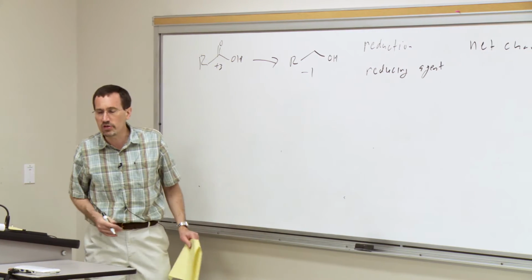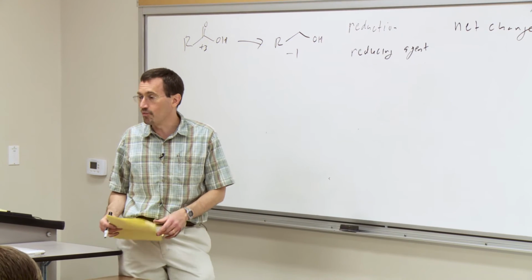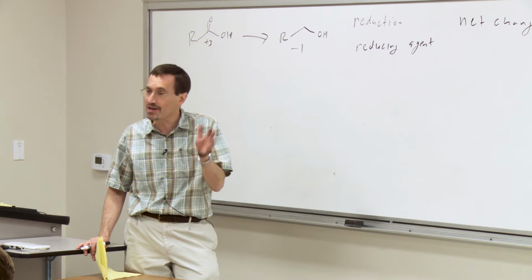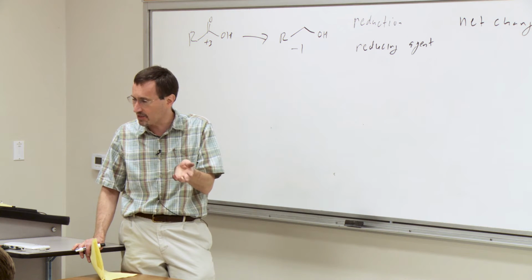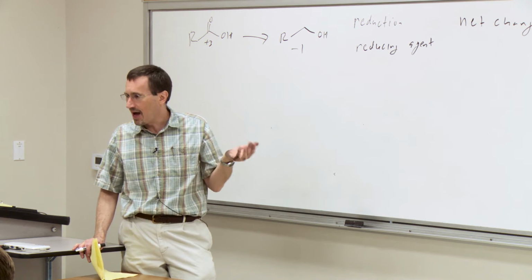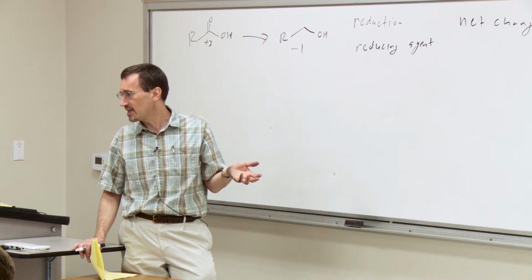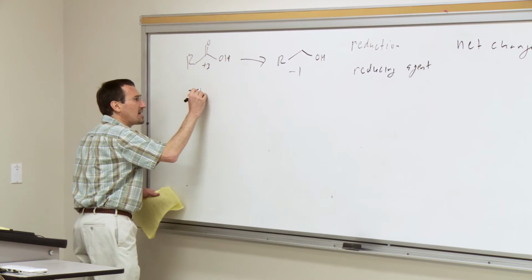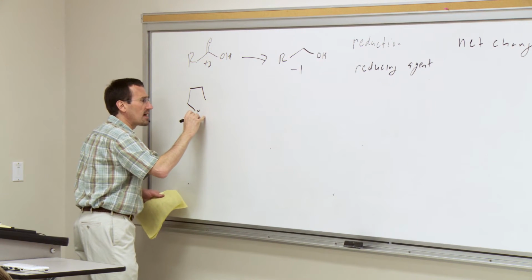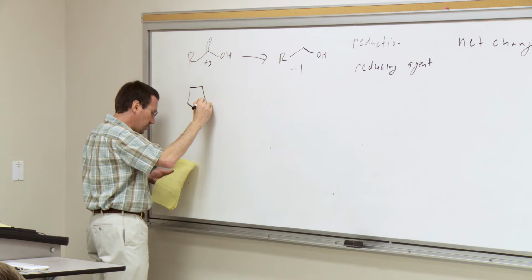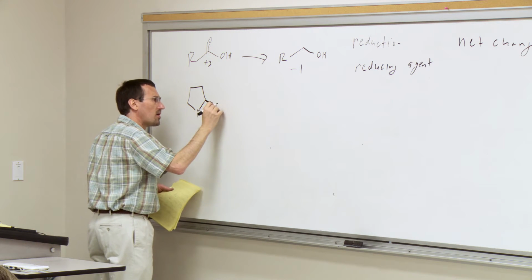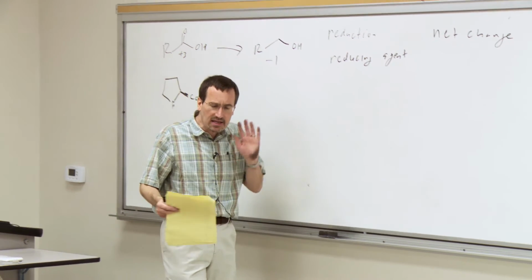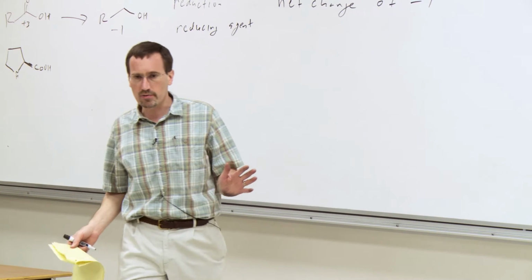My go-to reducing agent, the thing that will reduce every carbonyl functional group, every carboxylic acid, every ester, every nitrile, every aldehyde, every ketone, is lithium aluminum hydride. It is a bull of a reducing agent. It is a powerful reducing agent. It is soluble in ethereal solvents. Solubility is important. Solubility makes the difference in a lot of chemistry.